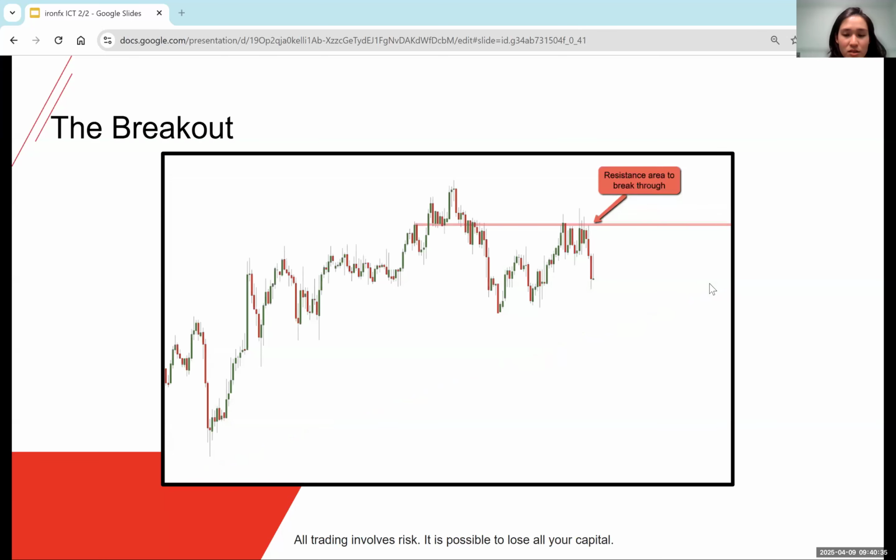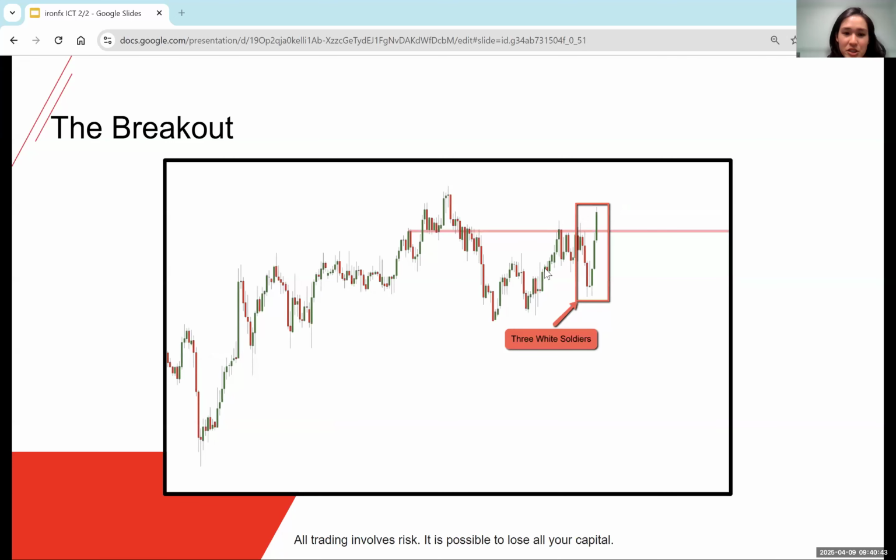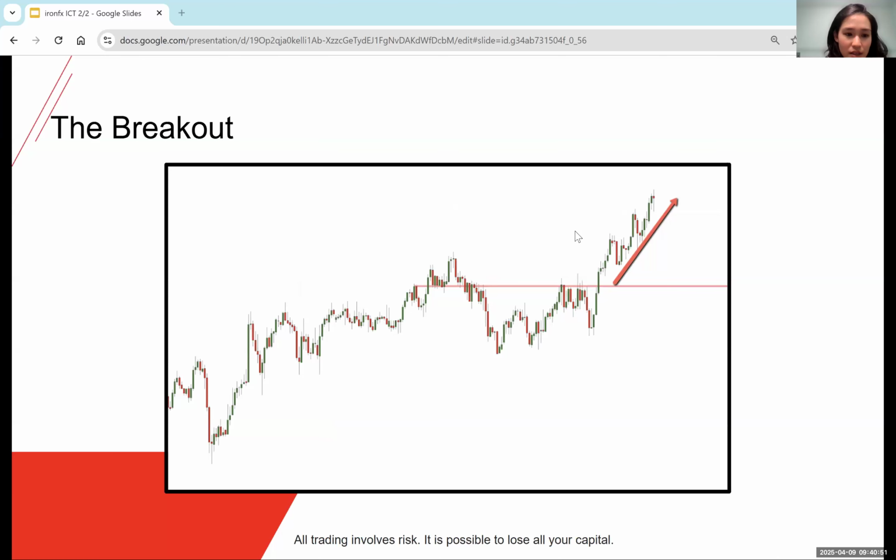And a breakout basically is pretty straightforward. There's a resistance area that you need to break through, and then you have this formation here. Okay, and then we have another candlestick formation, the three white soldiers. Okay, and the breakout happens.